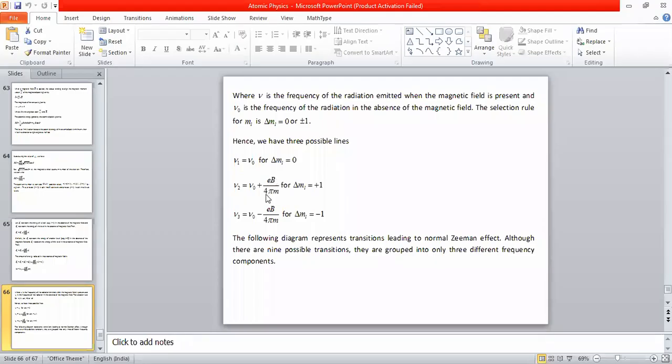So this eB divided by 4 pi m is what we call the shift in frequency. Okay, and this shift in frequency is what we call the Zeeman shift. So the expression for the change in frequency is eB divided by 4 pi m. You can go here also, eB divided by 4 pi m.